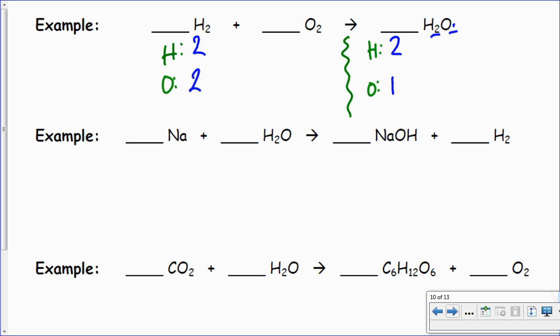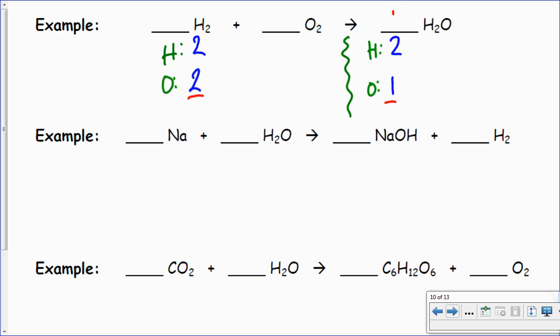So I've counted. Now I have to compare. Do I match the same number of hydrogens on both sides of my reaction? Well, yeah, hydrogen matches. Does the oxygen match? No, it doesn't, which is where we get to the coefficient. I have to put a coefficient in on the line in front of one of these species up here to make something balance. And I can see that I need 2 oxygens on both sides.